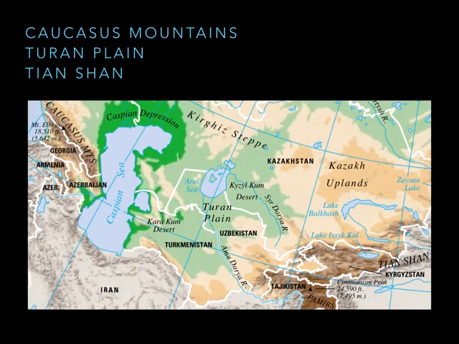On this map, you want to be able to identify the Caucasus Mountains, the Turan Plain, and the Tian Shan Mountains.